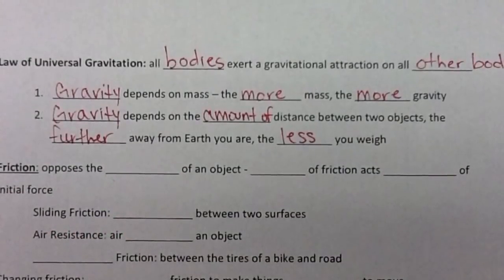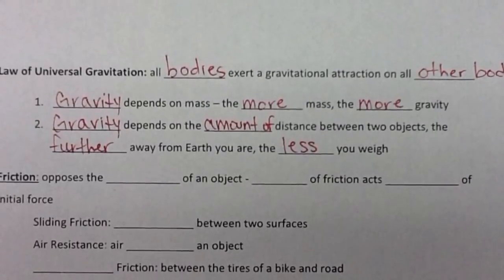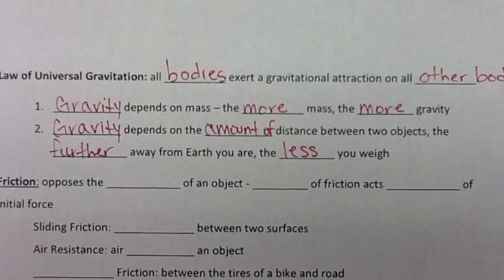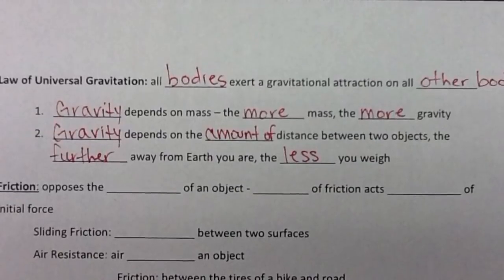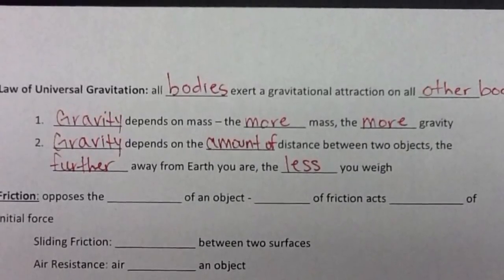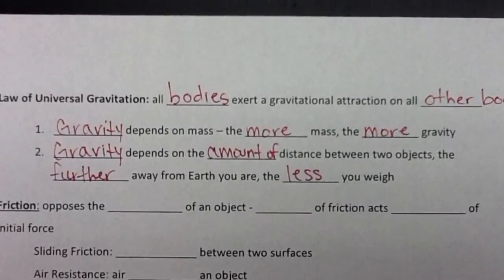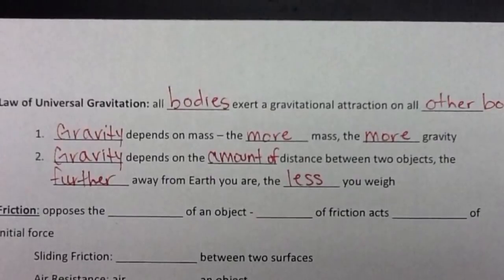Newton also had a law about gravity. The Law of Universal Gravitation states that all bodies exert a gravitational attraction on all other bodies. Gravity depends on mass. The larger the mass, the more gravity. Gravity depends on the amount of distance between 2 objects. The further away from Earth you are, the less you weigh.